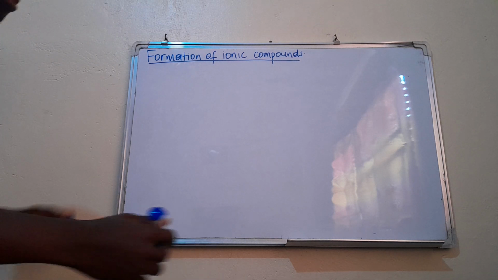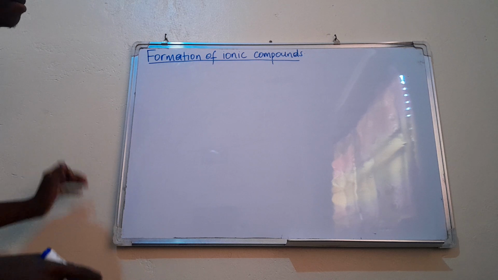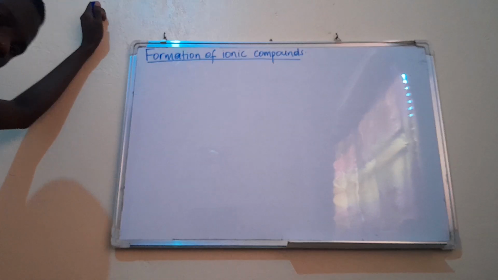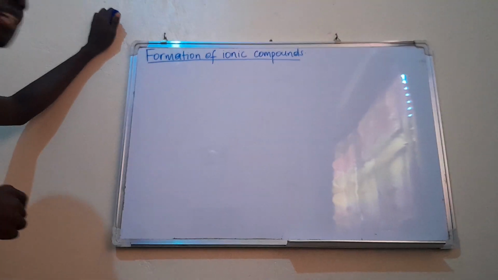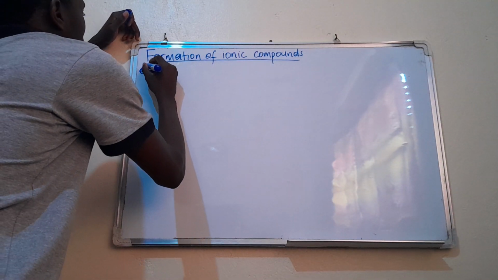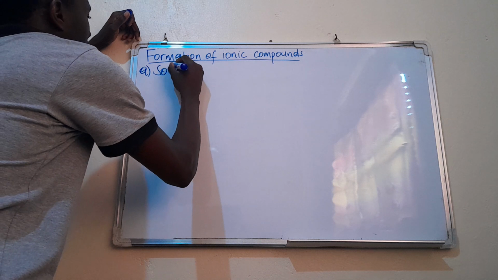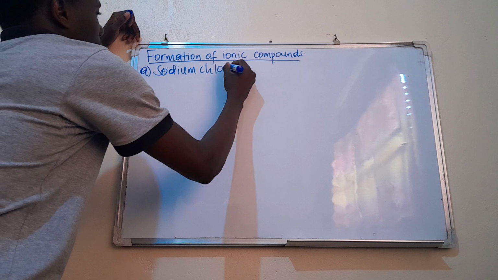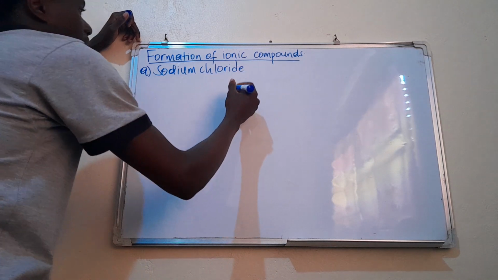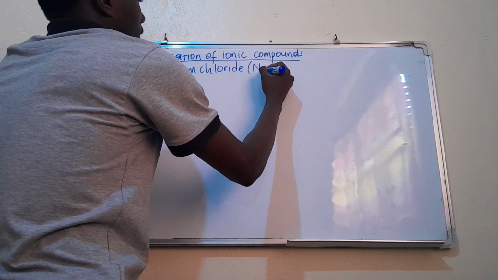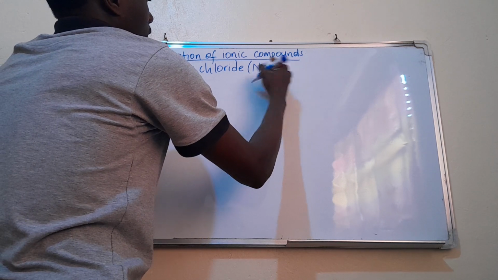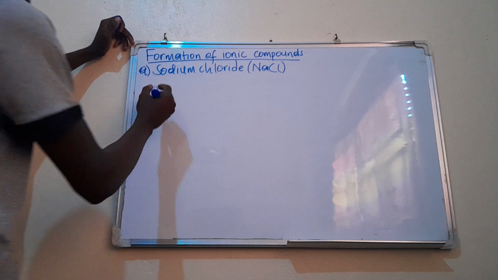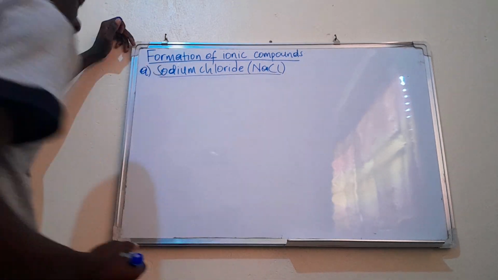Welcome back. So we are going to discuss the formation of ionic compounds. Let us start with a common example, sodium chloride. How do we form sodium chloride? Sodium chloride is NaCl. That is the formula for sodium chloride.